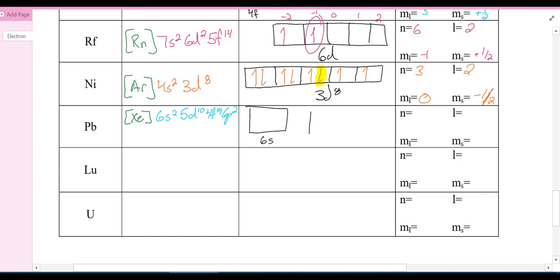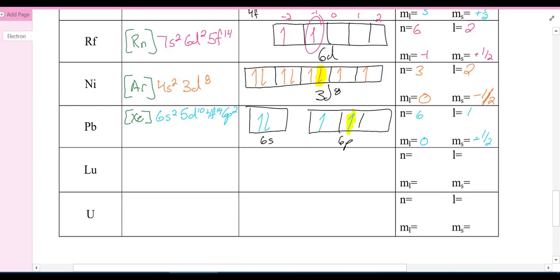6s, 6p. Up, down, up, down. Oops, excuse me. Up, up. There we go. And this last electron, N is 6, L is 1, M sub L 0, and +1/2.